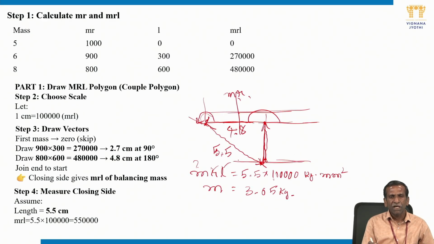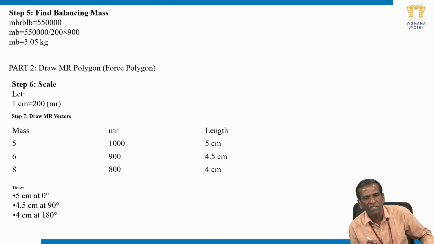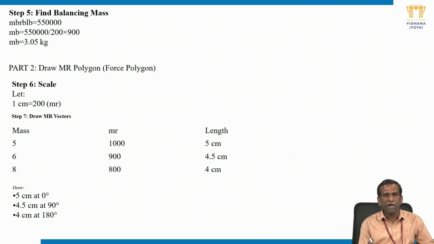Let us see, this one you got, okay, MB is 3.05. So here for drawing the force polygon, you need to choose a different scale. The same scale is not fitting conveniently, so you need to choose a different scale: 1 centimeter equal to 200 MR. Then you have the MR values, so you take the scale and draw the MR diagram.